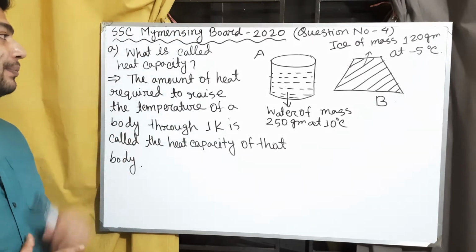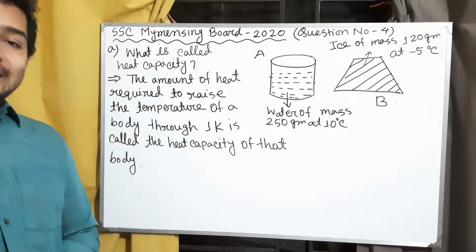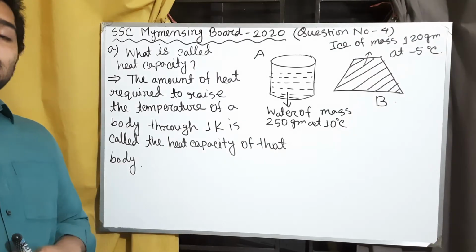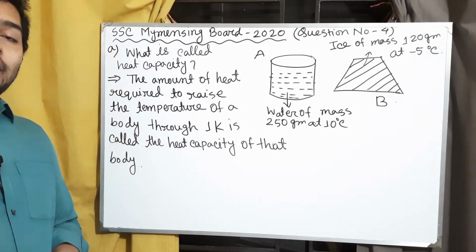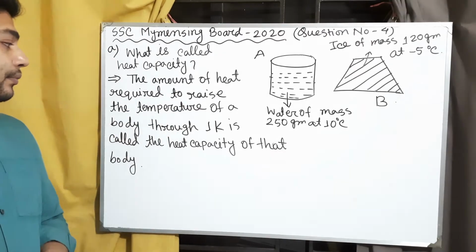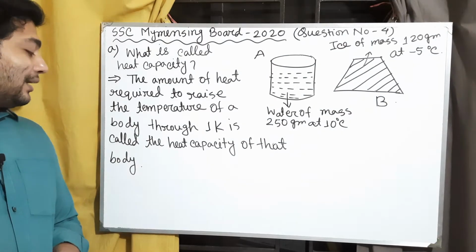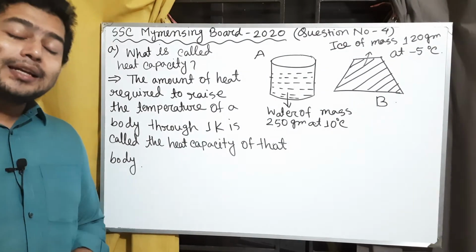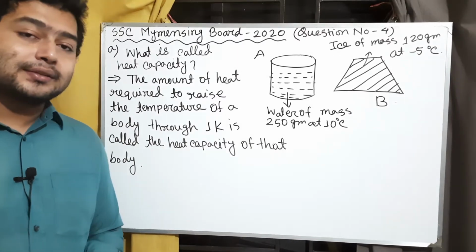Okay, I will repeat the definition again. The amount of heat required to raise the temperature of a body through 1 Kelvin is called the heat capacity of that body.